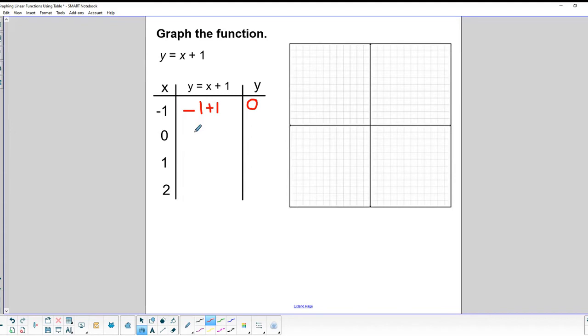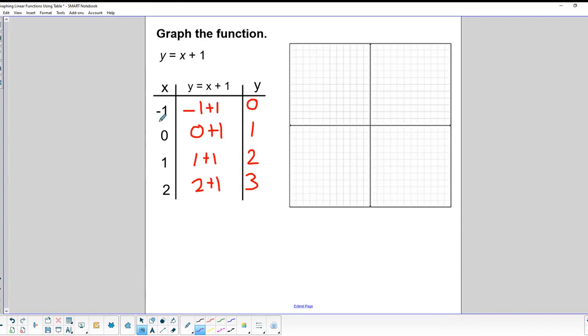For the next one, the input would be 0 plus 1, giving us an output of 1. For the third number that we have in our list for inputs, we would have 1. Then we would add 1 to that, getting an output of 2. And then 2 plus 1 equals 3. So these are the inputs and outputs for -1, 0, 1, and 2 for your input, and then these would be the corresponding outputs.